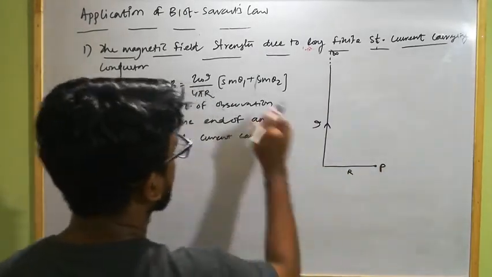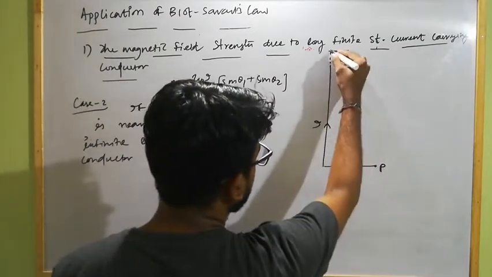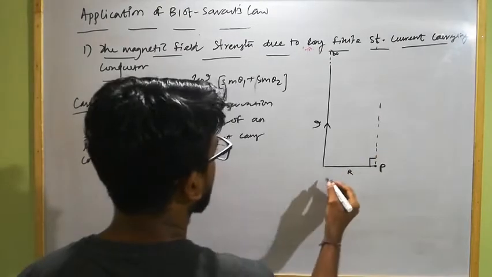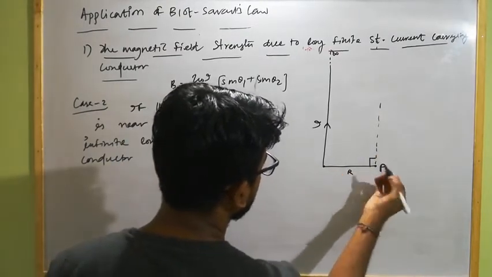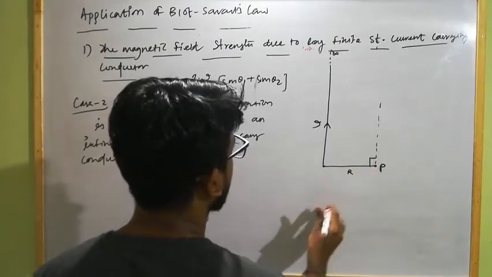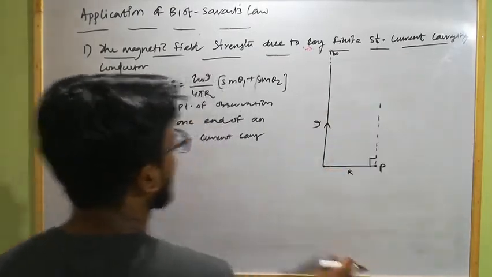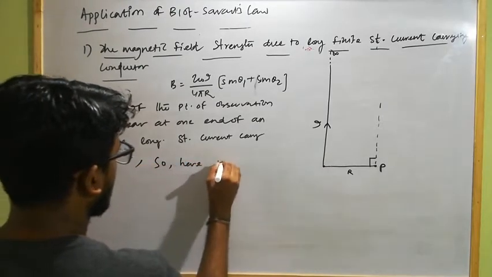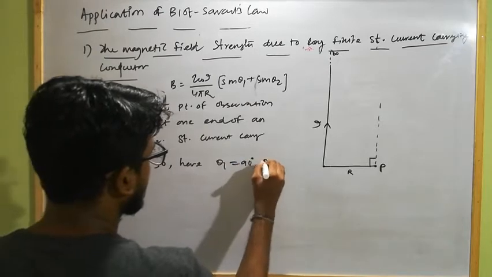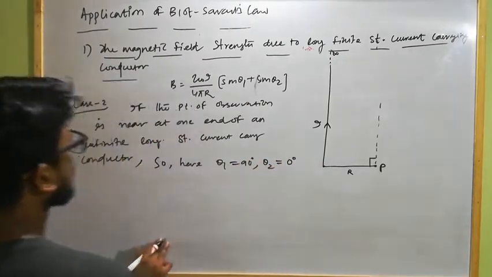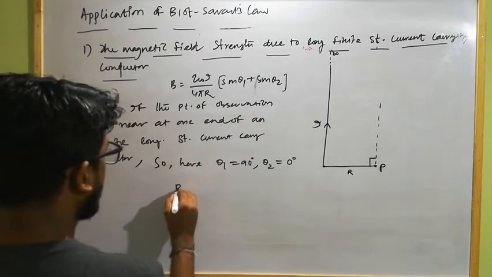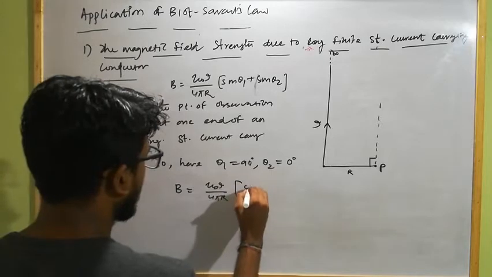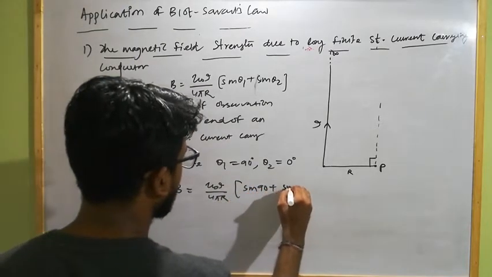Here theta 1 will be this angle, which means at infinity 90 degrees, and theta 2 will be how much? This is the end, it makes an angle of 0 degrees with this point of observation. So theta 1 equals 90 degrees, theta 2 equals 0 degrees. So for this point of observation, B equals mu naught I by 4 pi r into sin theta 1, which is sin 90, plus sin theta 2, which is sin 0.